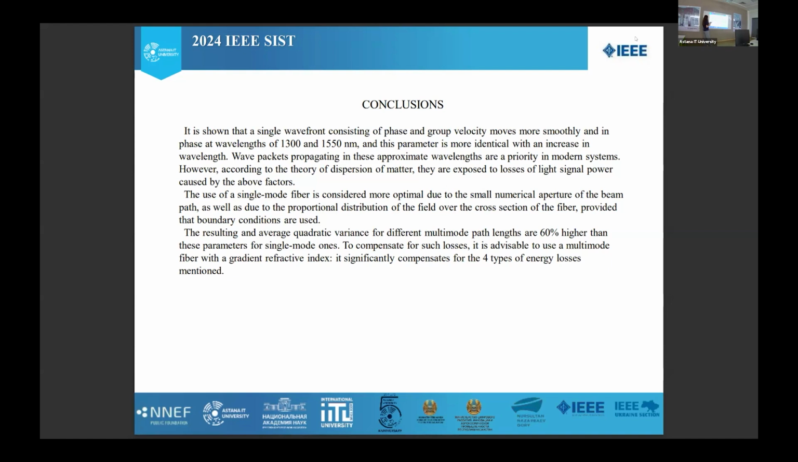The resulting average quadratic variance for different multi-mode path lengths is 60% higher than the different parameters for single-mode ones. To compensate for such losses, it's advisable to use a multi-mode fiber with a gradient refractive index. It significantly compensates for the four types of energy losses mentioned.